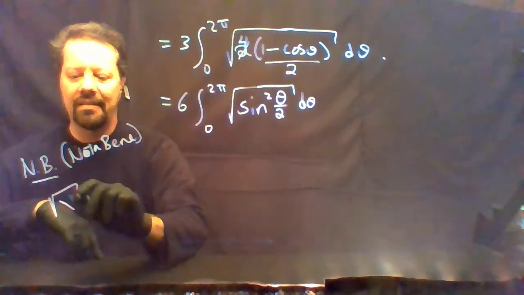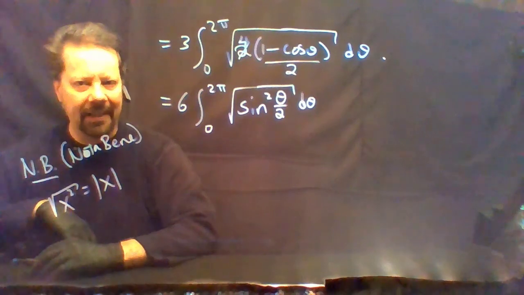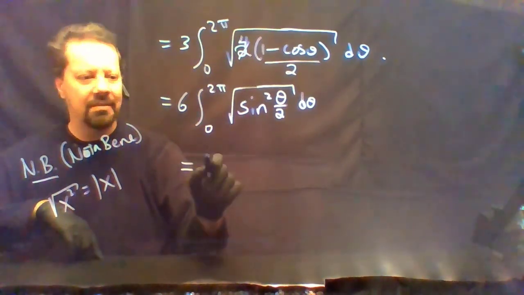The square root of x squared is the absolute value of x. Will that be important here? We'll find out.